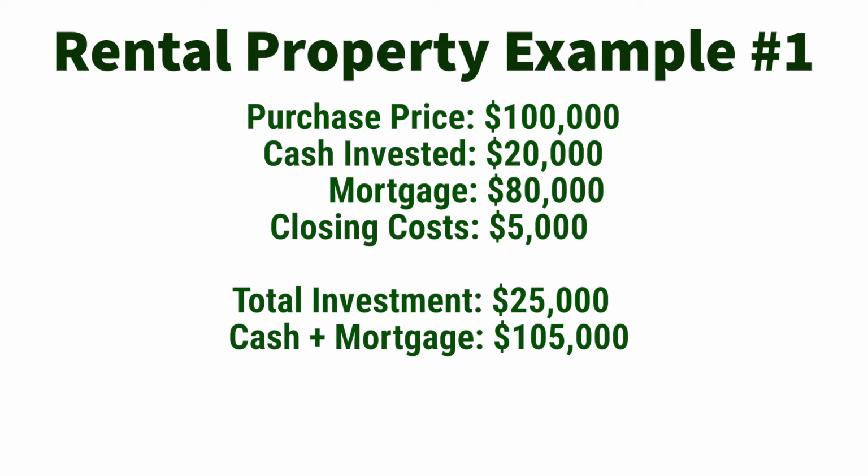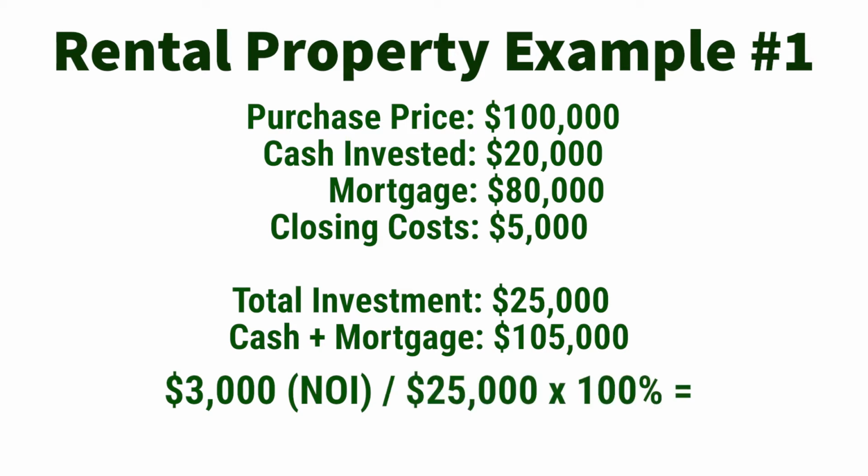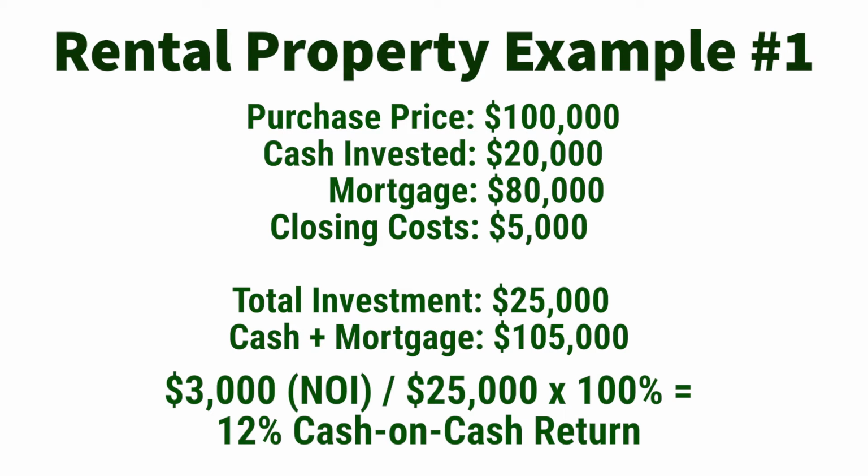Now your net operating income, or your pre-tax profit after you take in rental income but deduct your operating expenses and your mortgage payments, is $3,000 per year. To get your cash-on-cash return, you would divide that $3,000 by the $25,000 in actual cash that you've put into the deal, and that will show you that you're going to get a 12% cash-on-cash return.